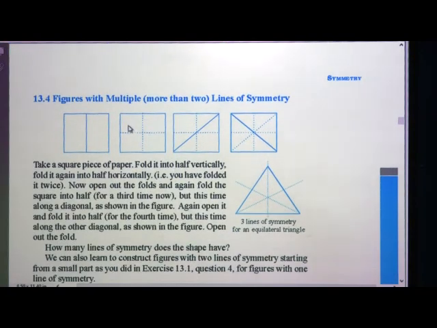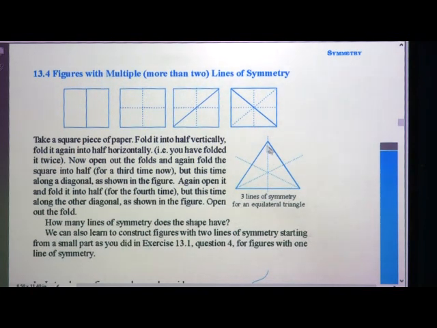Now, we will see figures with more than two lines of symmetry. This one has two lines of symmetry, here we have three lines of symmetry, and again we have four. So, a few figures have more than two lines of symmetry. Take a square piece of paper, fold it in half vertically, and fold it again in half horizontally. Now, open out the folds and fold it diagonally, then again along the other diagonal. This can be made to find the different lines of symmetry.